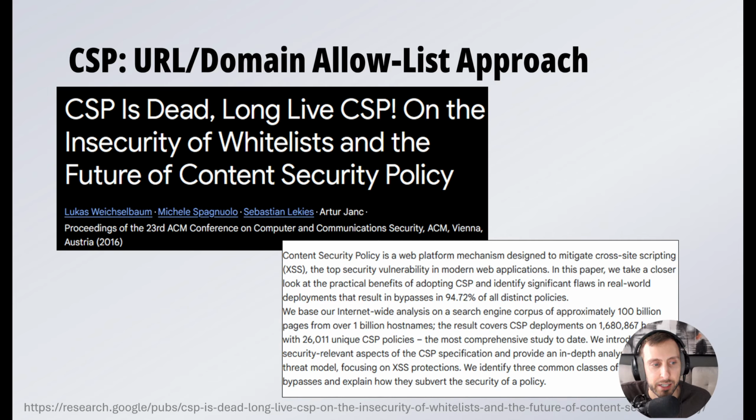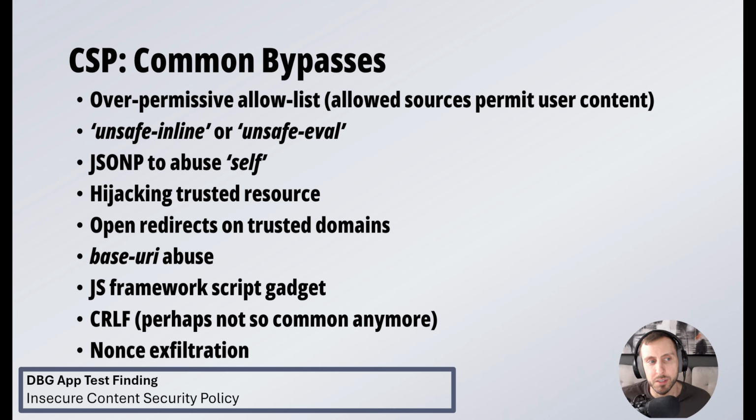But nevertheless, this study, which is quite dated now, so I imagine the landscape has changed a little bit, identified that of the CSP policies that do exist in the real world, almost all of them were, I'll say, very bypassable, or there were at least theoretical bypasses that existed. And I'm going to list some of those bypasses now. So the first one would be an over-permissive allow list, right? You trust a source, some origin where users can upload any content. Well, that's obviously a risk.